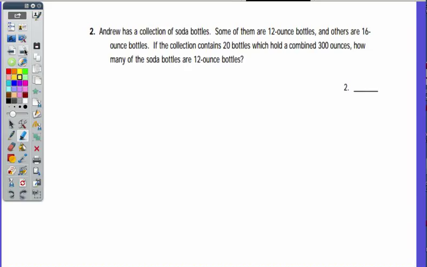I'm going to go ahead and do problem 2. Andrew has a collection of soda bottles. Some of them are 12-ounce bottles, and the others are 16-ounce bottles. If the collection contains 20 bottles, which hold a combined 300 ounces, how many of the soda bottles are 12-ounce bottles?